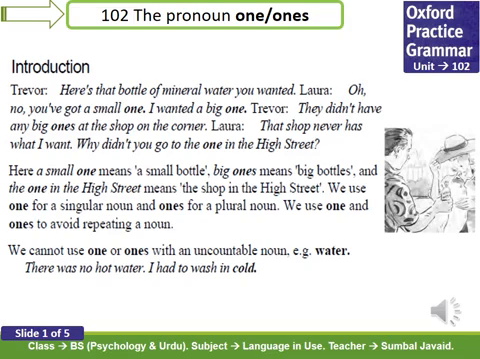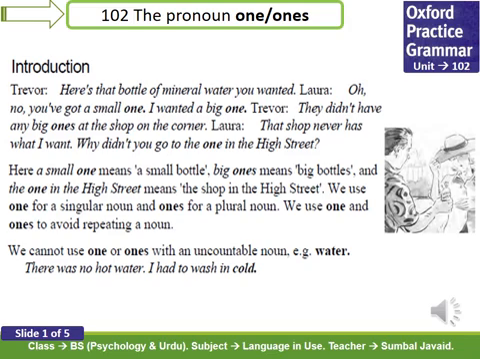This was the example. Now come to the next part. Here, a small one means a small bottle. Big ones mean big bottles. And the one in the high street means the shop in the high street. We use one for a singular noun and ones for a plural noun. We use one and ones to avoid repeating a noun. So this is the explanation of the previously said examples, which I have already explained to you.